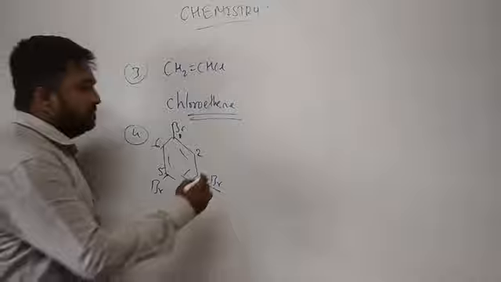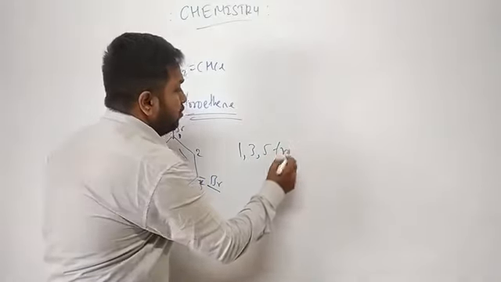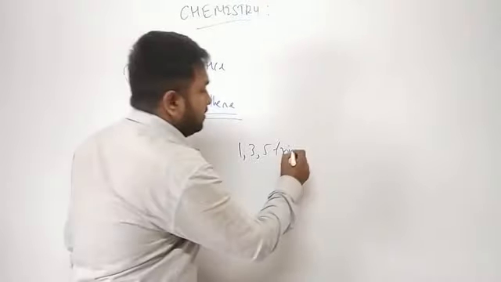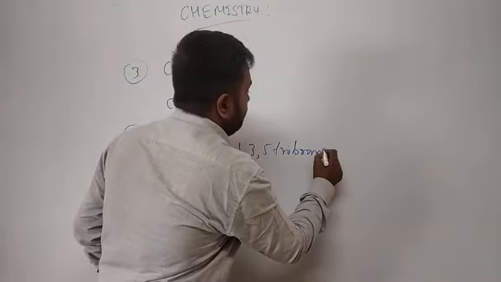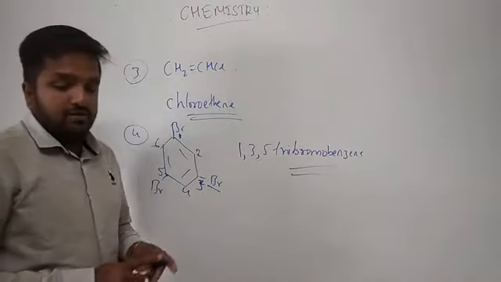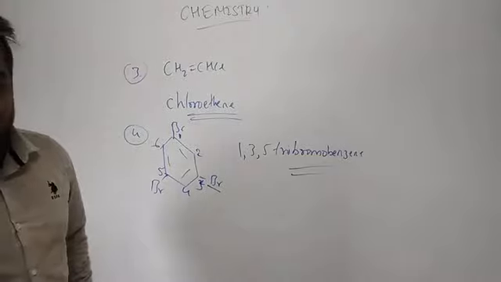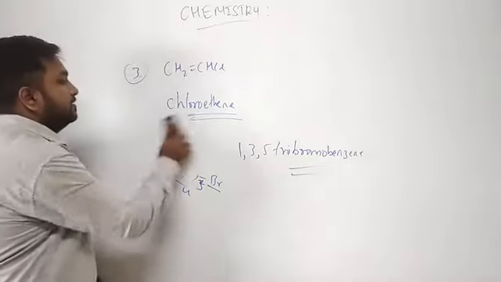So the IUPAC name will be 1,3,5-tribromo, because we have 3 bromine, tribromobenzene. This is an aromatic compound.